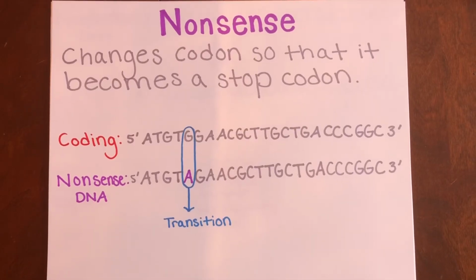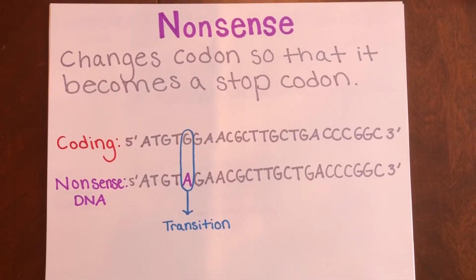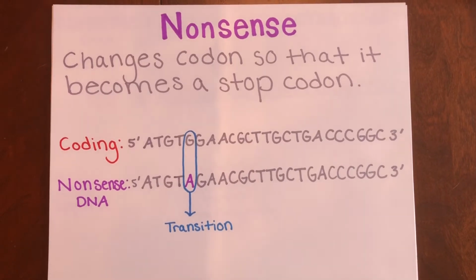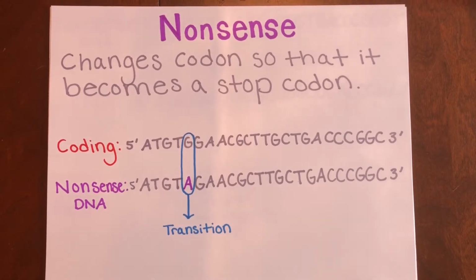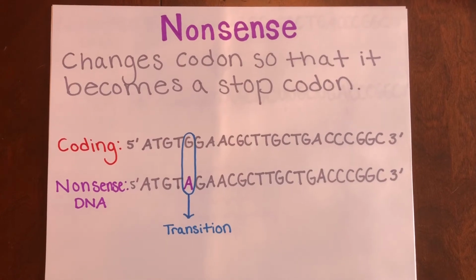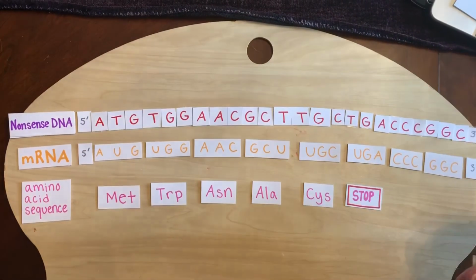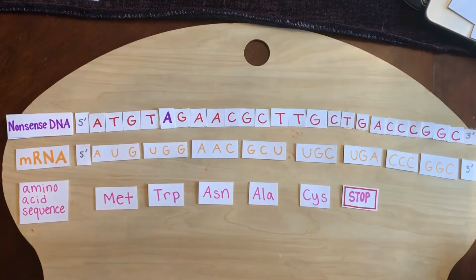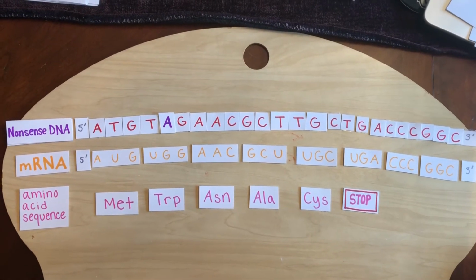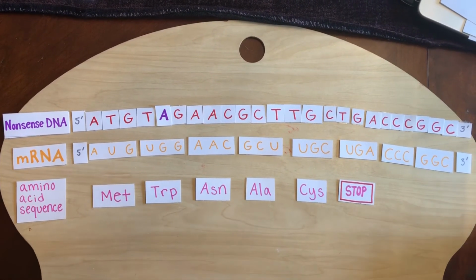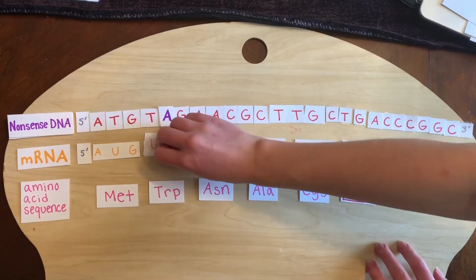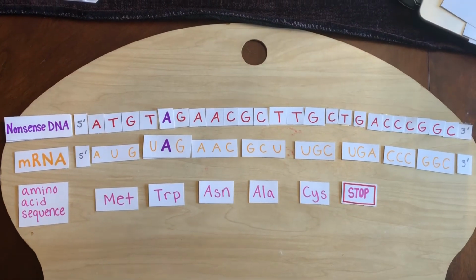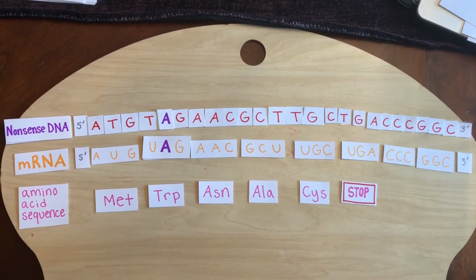The next type of point mutation is a nonsense mutation, in which a codon is changed to become a stop codon. Let's substitute the second guanine of the original coding strand with an adenine, a transition. This point mutation changes the resulting mRNA strand by changing UGG to UAG, which then changes the resulting amino acid sequence because UAG is a stop codon.